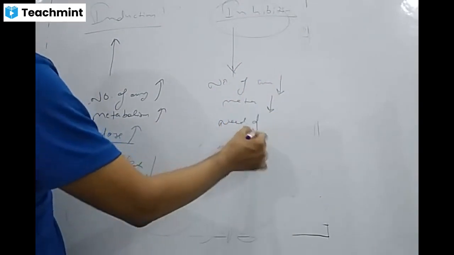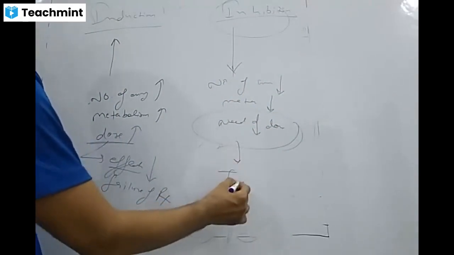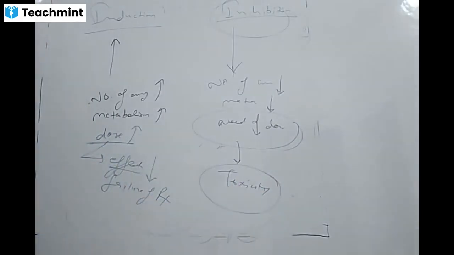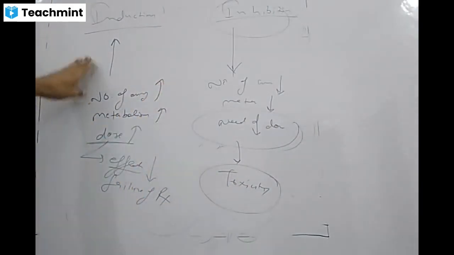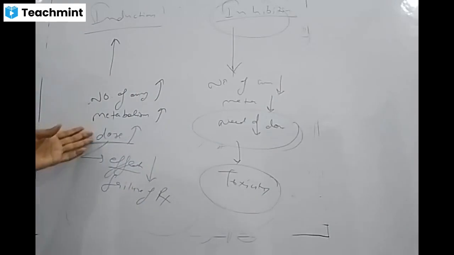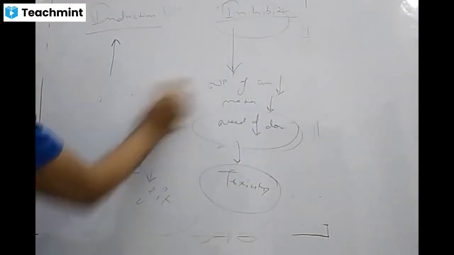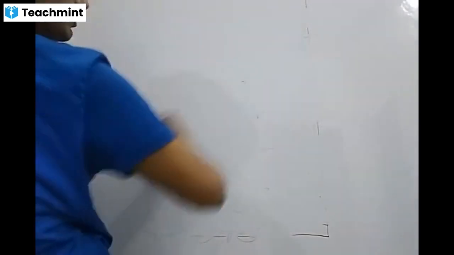You need to decrease the dose, because if you do not decrease the dose, what will happen? Toxicity will happen, because the metabolism is because of enzymes. The more the enzymes, the more the metabolism, then you have to increase the dose. Otherwise, there will be failure of treatment. So for induction, everything increases. For inhibition, everything decreases.